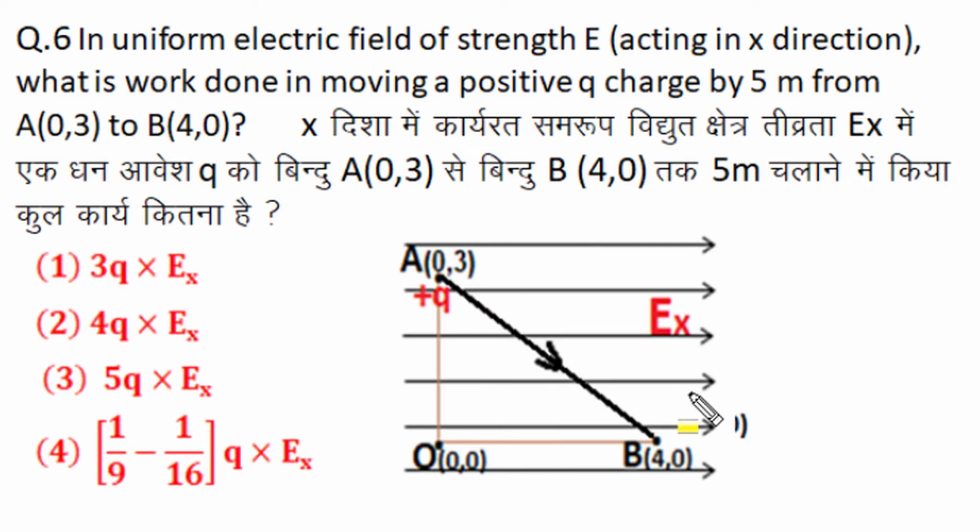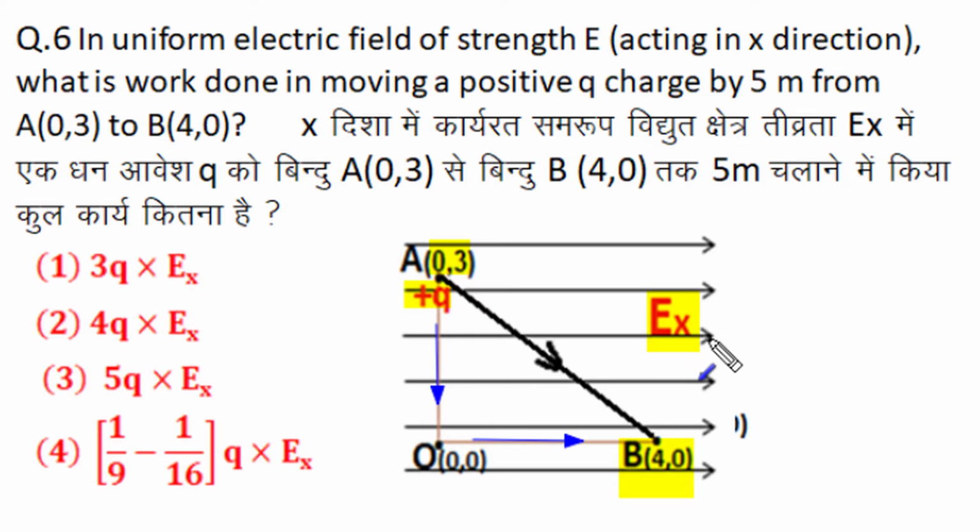Uniform electric field of strength Ex exists in the X direction. What is the amount of work done in moving a positive plus Q charge from coordinate 0, 3 at position A to position B having coordinate 4, 0? This total displacement is of course 5 meter, but in a uniform electric field the work done calculations are done by moving the charge from the same initial to final position by an alternate path which is either perpendicular to the electric field lines or is along the electric field lines.